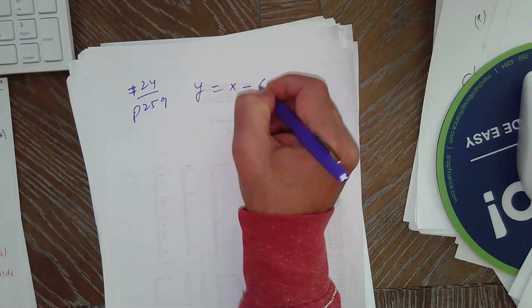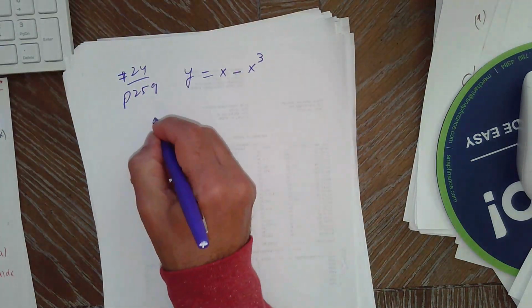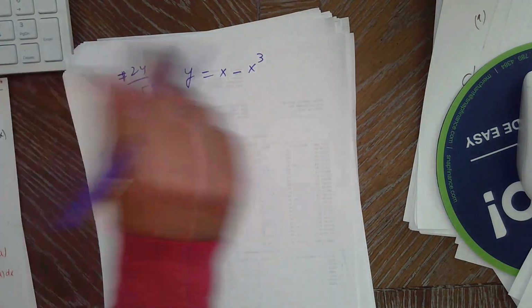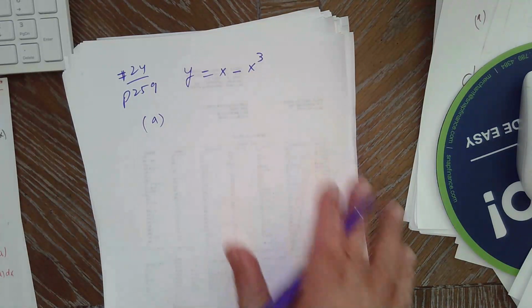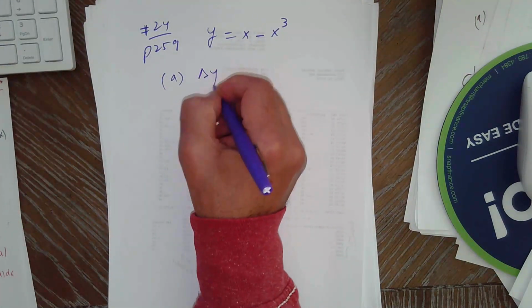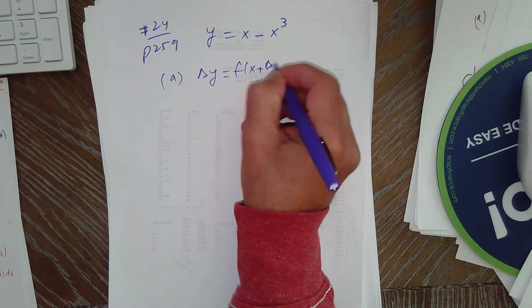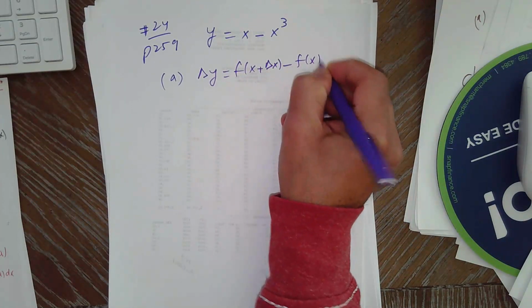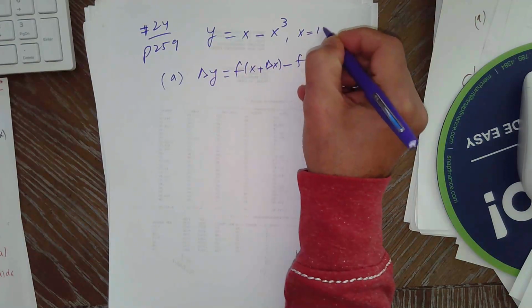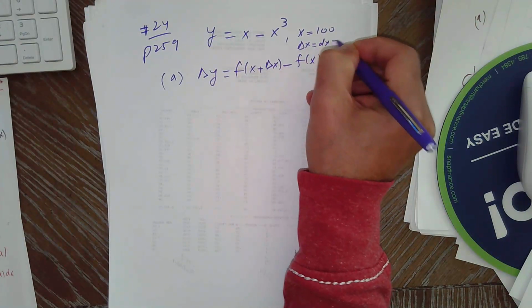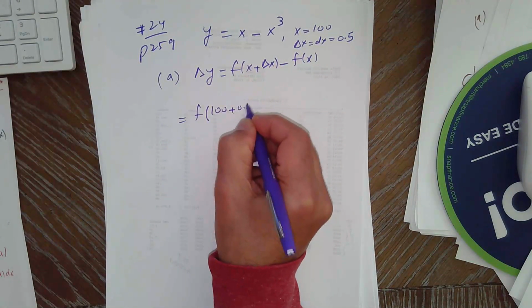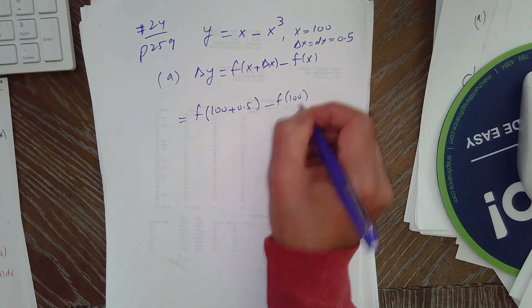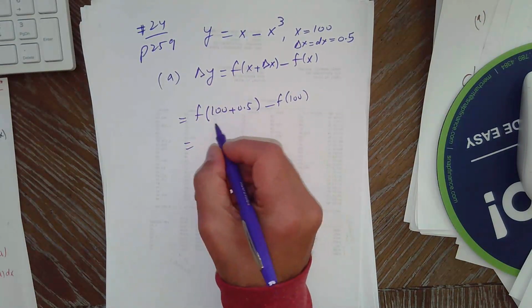Y equals x minus x cubed. Same thing. So we're going to find... No, that's not the same thing. Let's see what they want. It says compute delta y and dy, and then sketch a diagram like figure 5 showing the line segments. Okay. So what is delta y? Delta y is f of x plus delta x, just like I showed you, minus f of x. We're given that x is 100, delta x, which is always dx, is 0.5. So that's f of 100 plus 0.5 minus f of 100.